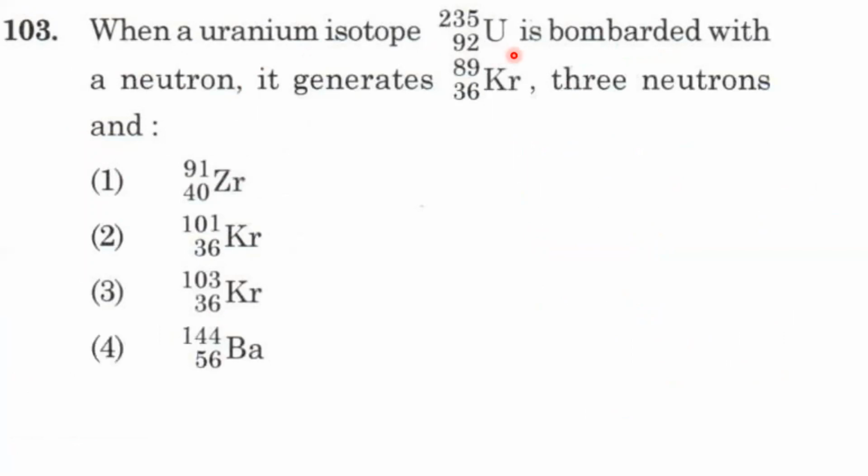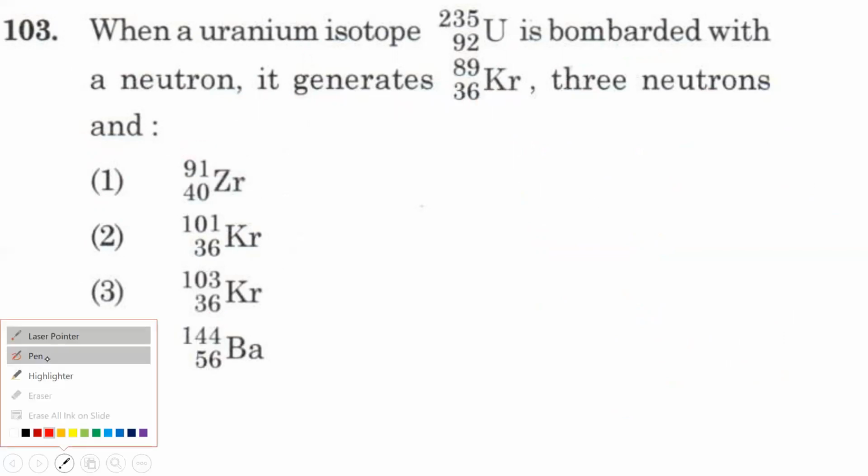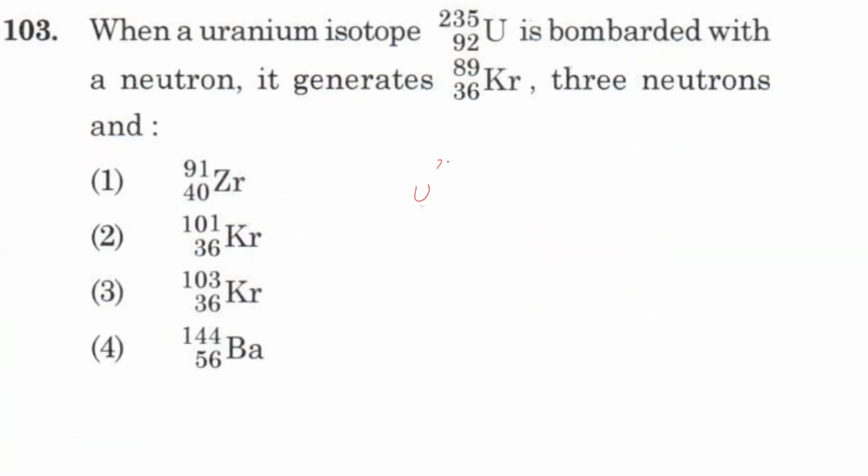When a uranium isotope is bombarded with a neutron, it generates krypton, 3 neutrons, and which particle is asked. Actually, when uranium-235 is bombarded by a neutron, the resultant product gives barium plus krypton and 3 neutrons. For krypton, 36, 89. For barium, 56, 144. That means the barium particle is additionally released. So barium is the correct option. For 103, the fourth option is correct.